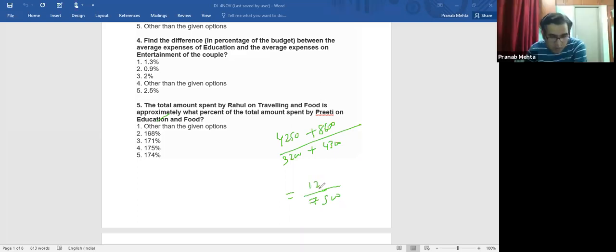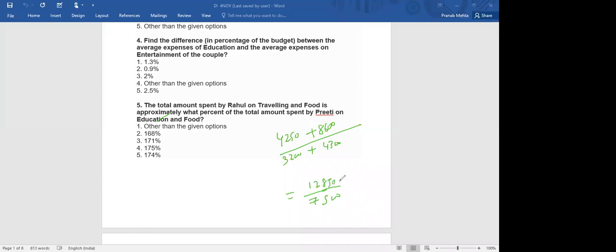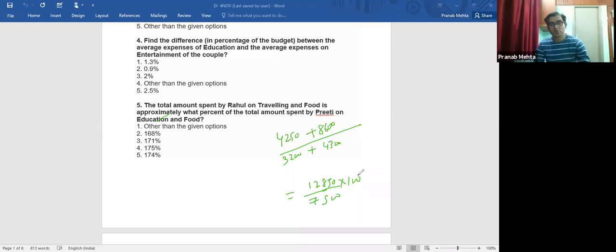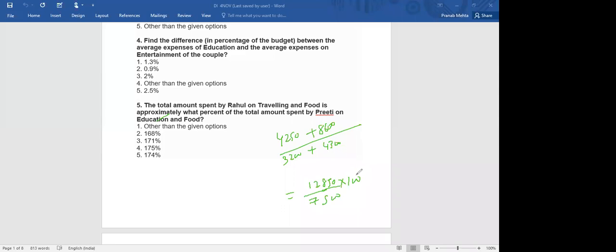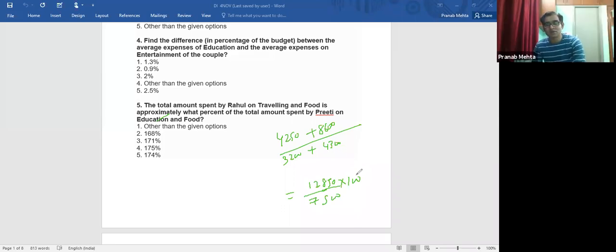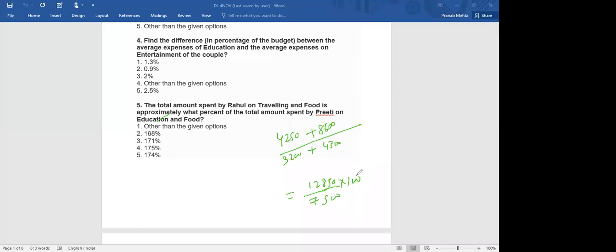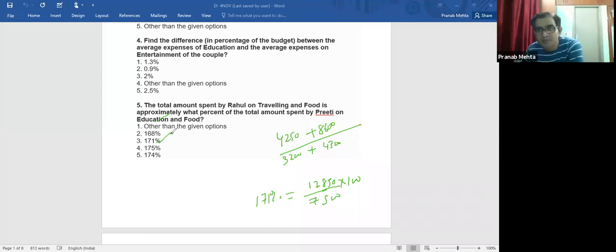Let us check it out. 12,850 into 100. What is the value? Do the calculation because the answer options are very close now: 168, 171, 175. There's just a difference of 1 or 2%. That is why you have to do the actual calculation. All of you do this calculation and tell me what value you are getting. So we'll get 171%. Okay, understood. Look, once you understand, there are no issues.